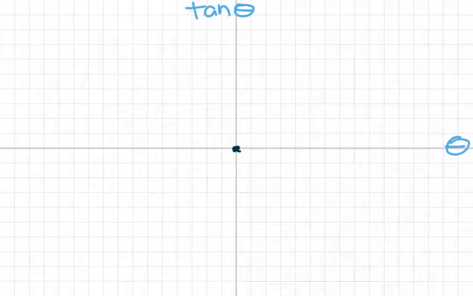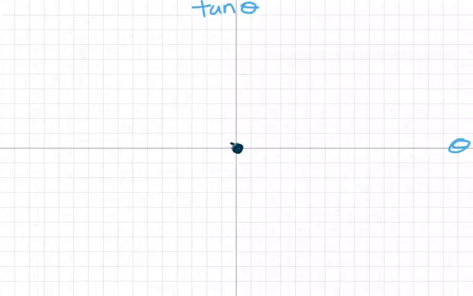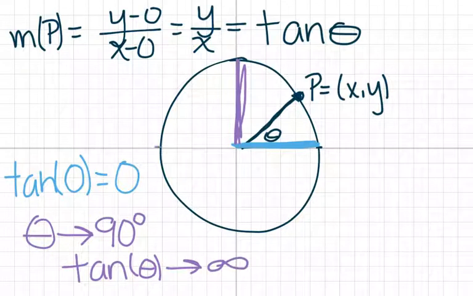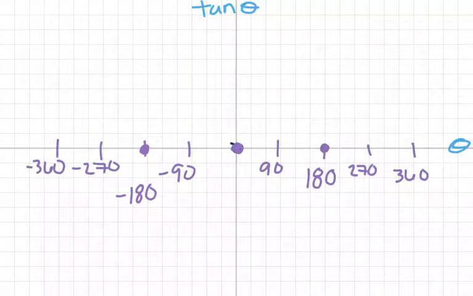Now I'm going to plot the graph of theta versus tangent theta. Like I just mentioned, at 0, our tangent is going to be 0. That's a point right here. If we go back to our graph, we can see that for 180 degrees, we're also going to get a horizontal line, so that's going to be a slope of 0. The same goes for negative 180, positive 360, and negative 360.